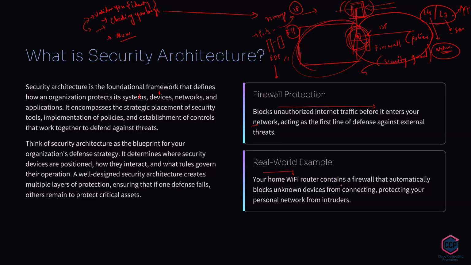Next is a real-world example. We all have a Wi-Fi router at home, which also contains a firewall that automatically blocks some unknown devices from connecting. What you can do is go to your router page, or install an application, or go to a website and type "what is my IP", so you will get an IP.